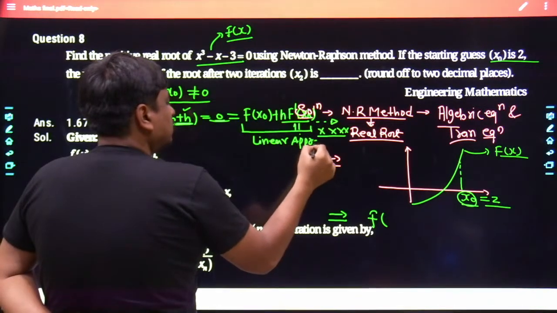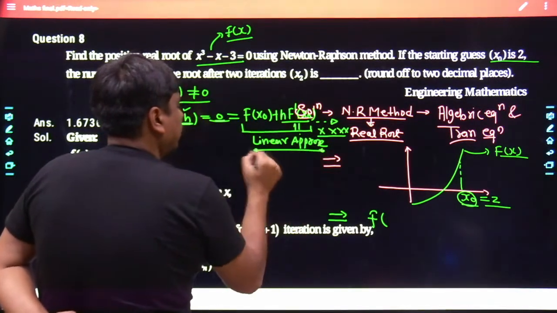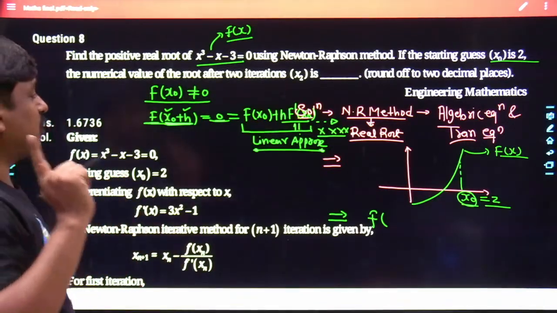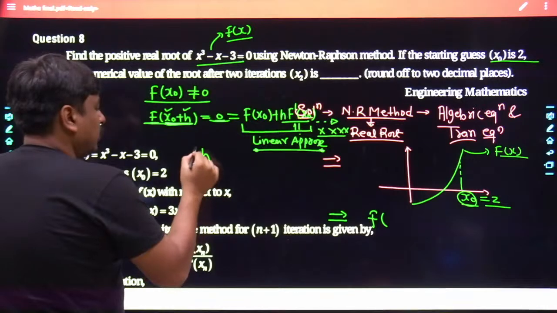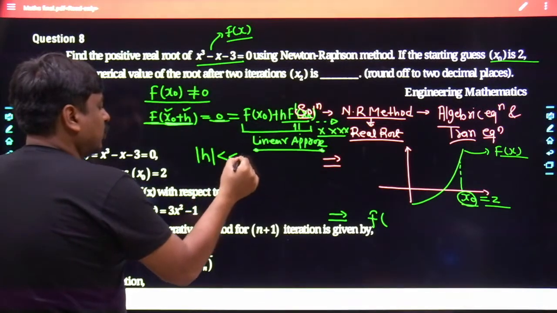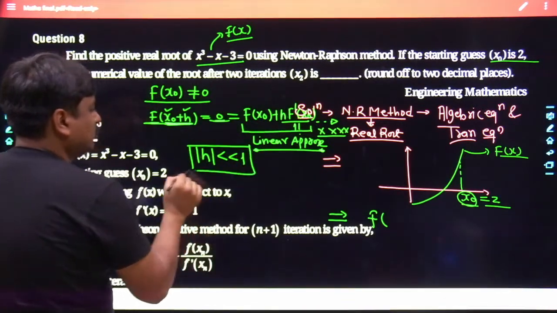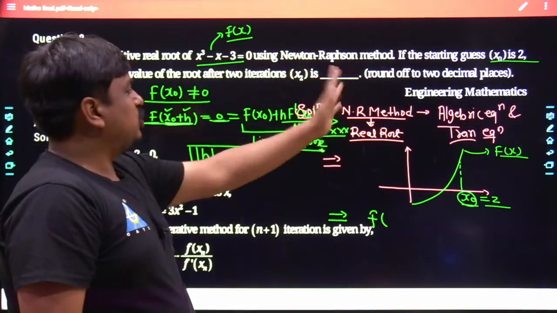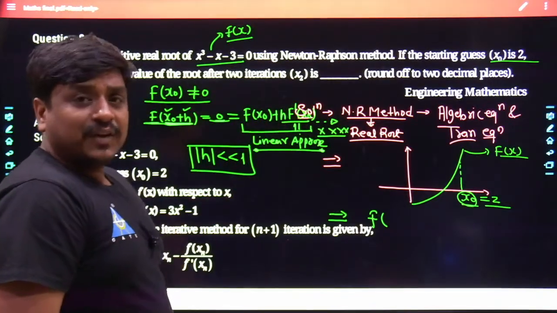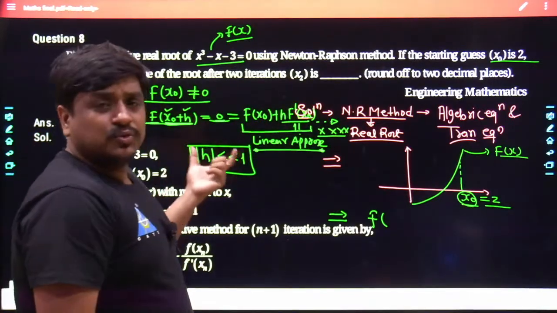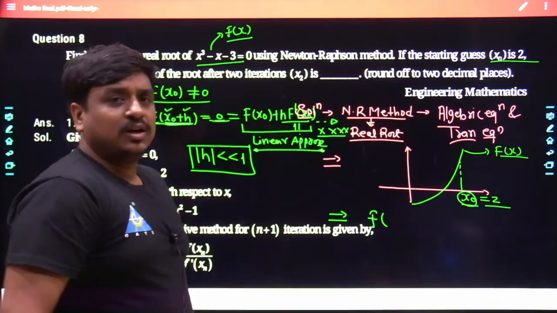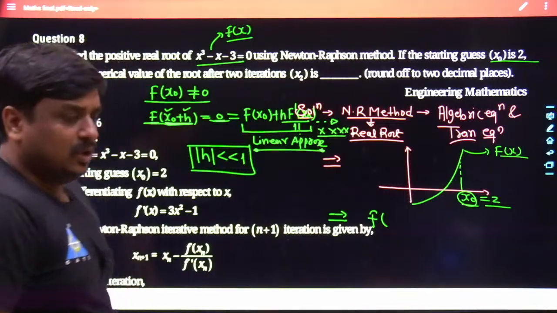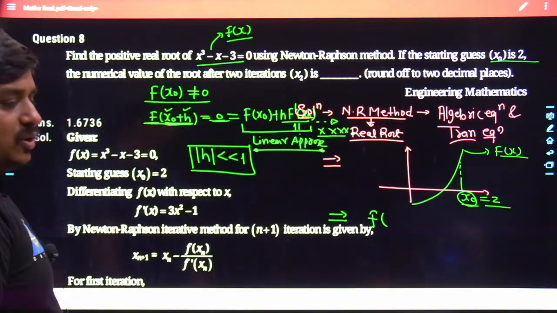When would the linear approximation be a true approximation? That would be a true approximation only if mod of h is much smaller than 1. Why? Because in future it's going to be h square, h cube, h to the power of 4, and if the value of h is very near to 0, their values are continuously decaying down, so obviously they can be dropped easily. So till this point, probably everything must be clear to all of us.